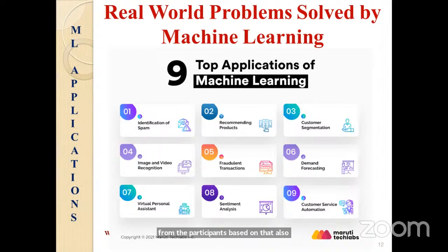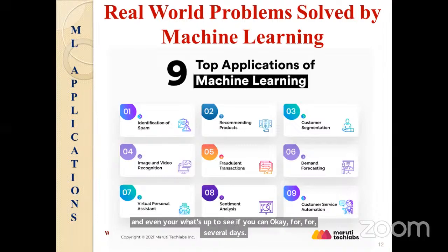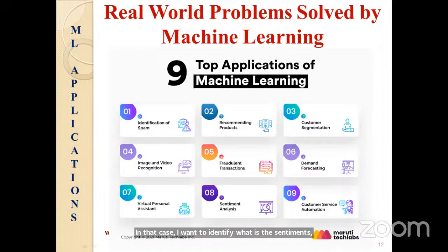Just to give a live example, sentiment analysis works on Twitter, Facebook, Instagram, and even your WhatsApp messages we can take. So for example, you and I are chatting for several days. In that case, if I want to identify the sentiments behind our conversation, we can do it. And the next thing is we need automation. Automation is provided in all places, so customer service automation is given there.